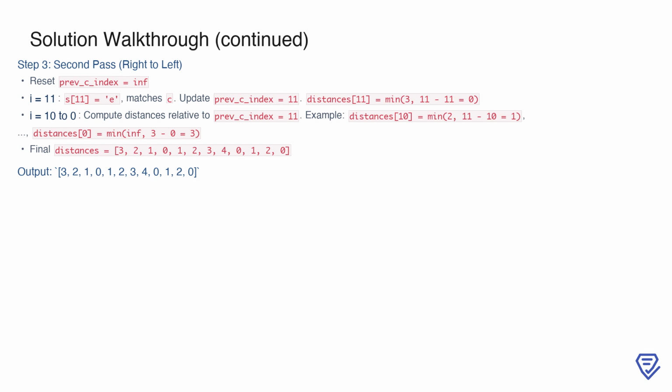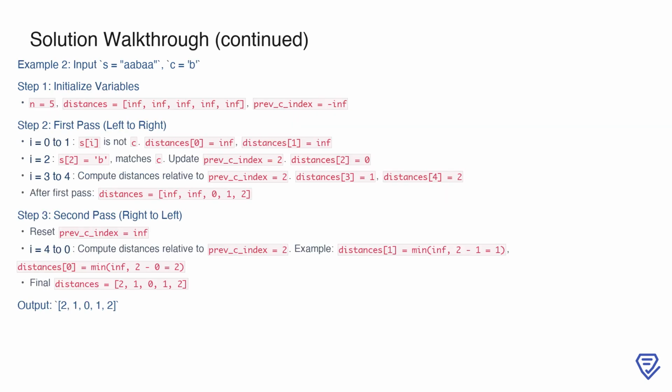Moving backward, we update the distances for each index by comparing the existing value in the distances array with the distance relative to the new prev_c_index. For example, at index 10, the minimum of the existing value, which is 2, and the new calculated distance, which is 11 minus 10, or 1, gives us 1. Similarly, we update all the preceding distances up to index 0. By the end of this second pass, the distances array is finalized as 3, 2, 1, 0, 1, 2, 3, 4, 0, 1, 2, 0. This represents the shortest distance to the target character E for each index in the string. Finally, we return this array as the output.